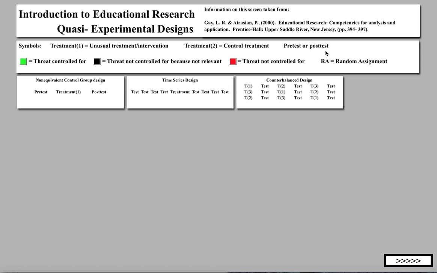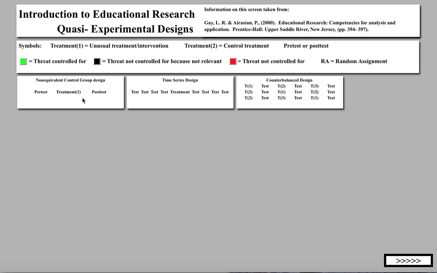Now notice no random assignment here, so they're not true experimental. Okay, so generally when doing research in schools, it's not possible to randomly assign individual participants to groups because we have classrooms and rarely can you break up a classroom. So in these cases, we generally use intact classrooms, and then we can randomly assign classrooms, but we can't randomly assign students.